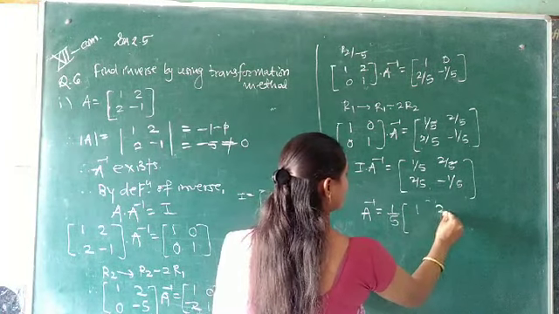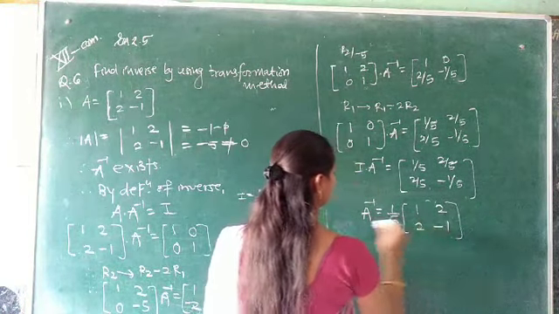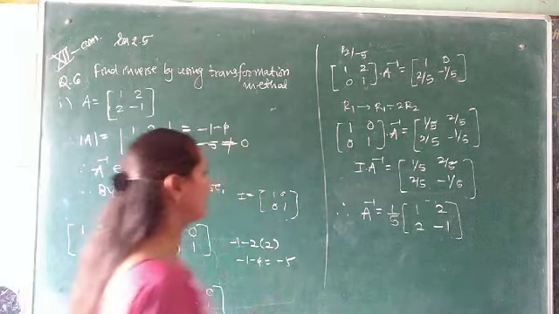Since the matrix is 1, 2, 2, minus 1, this is the inverse of our matrix A.